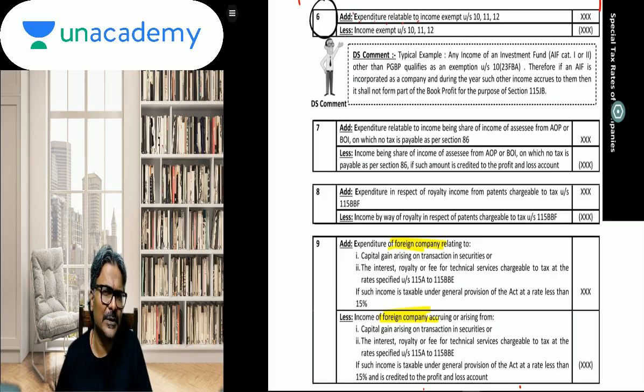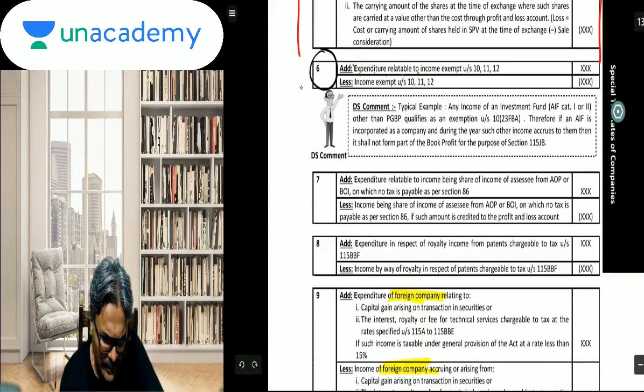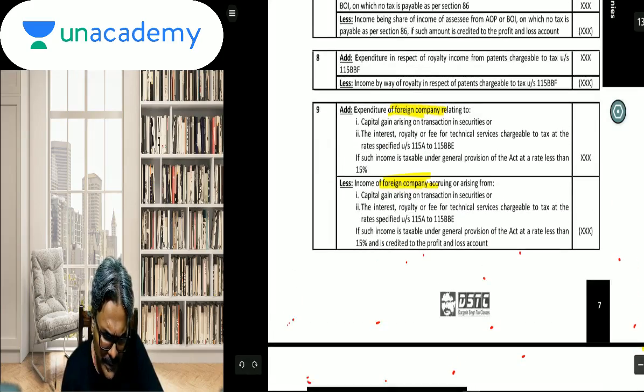And the answer is that the exemption under the 54 series, because of the 54 series exemption, that portion of the capital gains will not form part of the book profit. They will also not form part of the book profit. So that is one point which I just thought of taking you through towards this point. So just take a note of this one. I'm putting an asterisk over here and take it down.